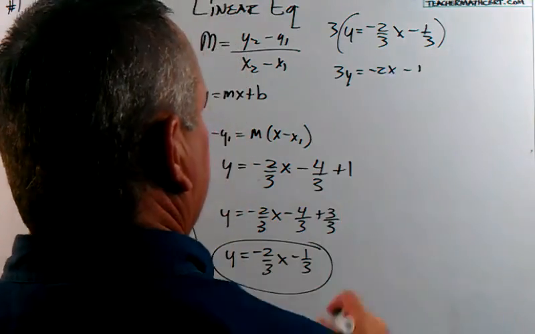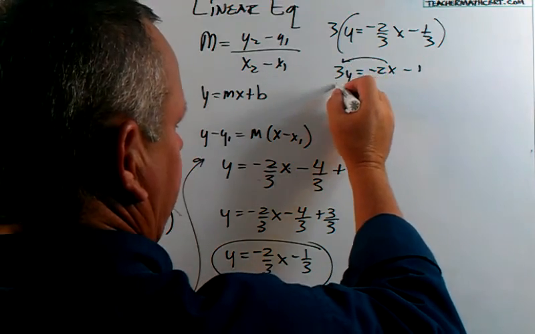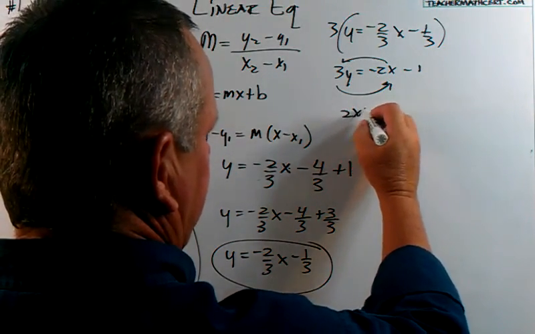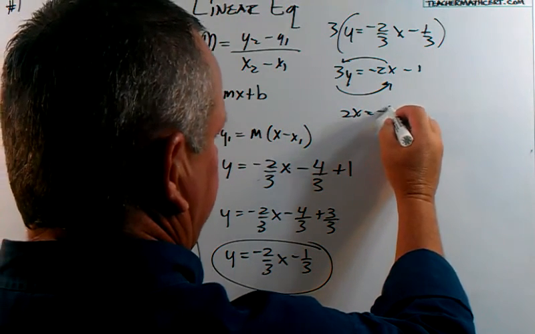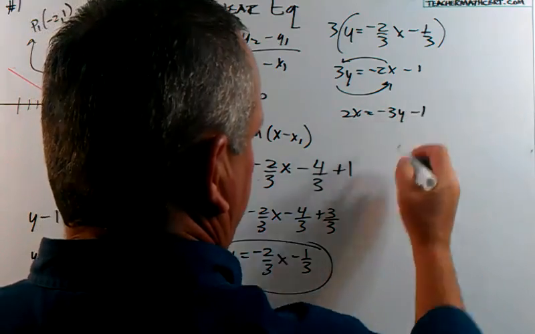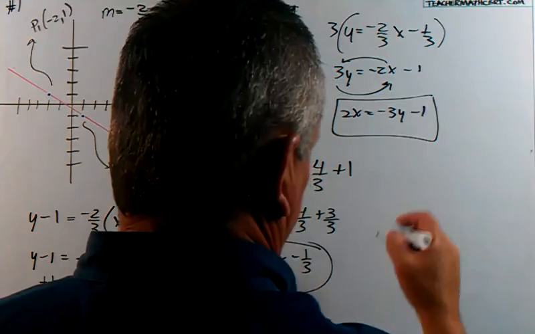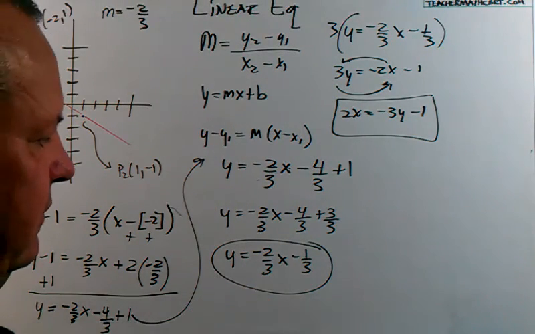Okay? Then what they may do is they may swap these guys, okay? They'll move this one over here and they'll move this one over here. So now we're going to have 2x is equal to negative 3y minus 1. And that may be the answer. Like I said, they're going to give you an A, B, C, or D. It's not going to end up like this, okay?